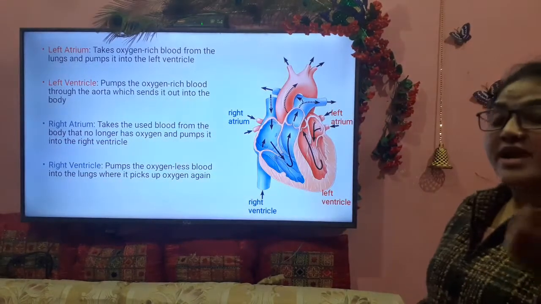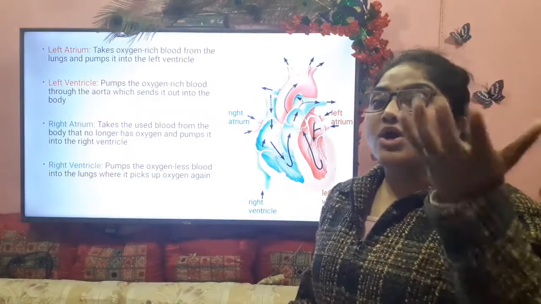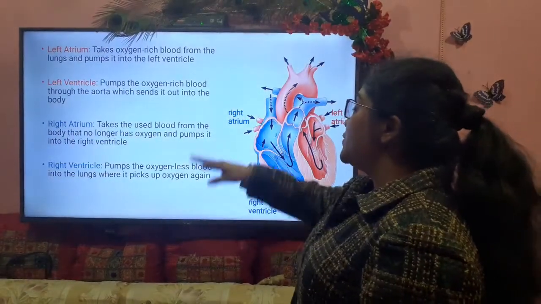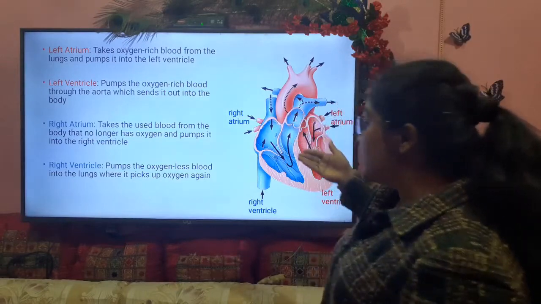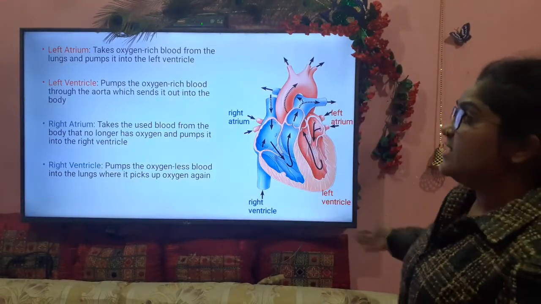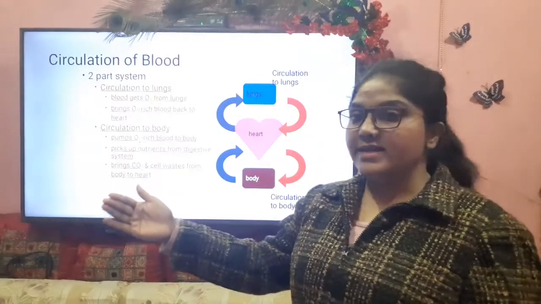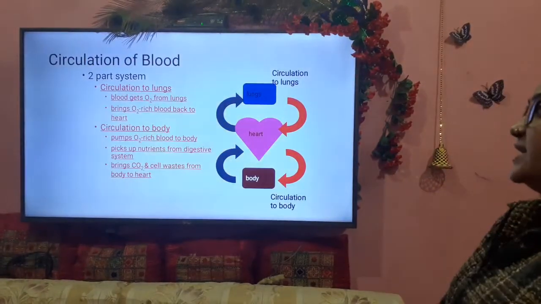At the same time, the right atrium is also working. It takes deoxygenated blood from the body into the right atrium, and from the right atrium it goes to the right ventricle, then it goes to the lungs to get oxygenated.